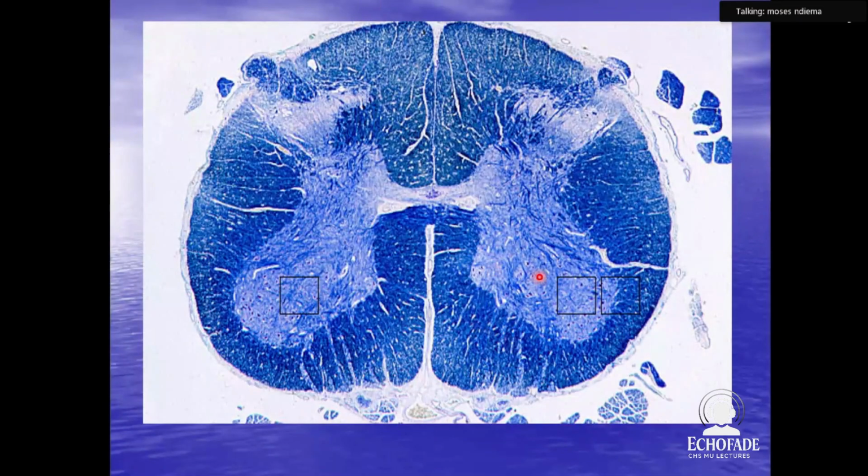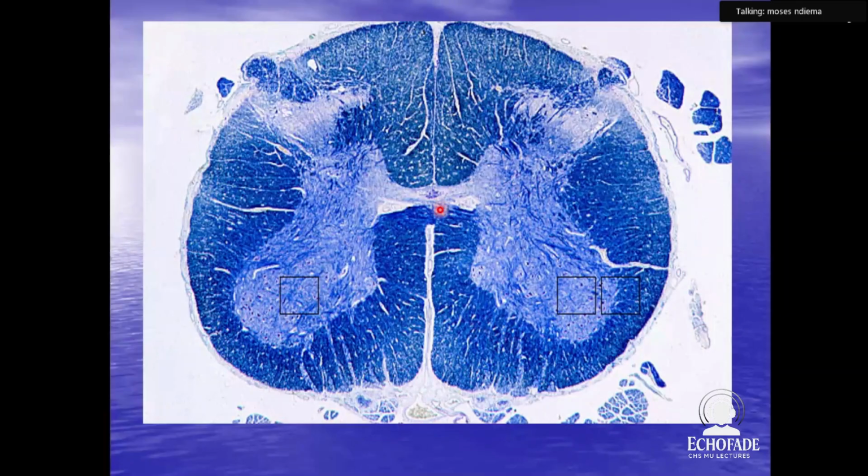This is a segment. This is the gray matter, and this is the white matter. This has been stained for myelin. That's why this is showing myelination. This is the ventral fissure, and this is the septum. So in histology, this is what you are supposed to look at.